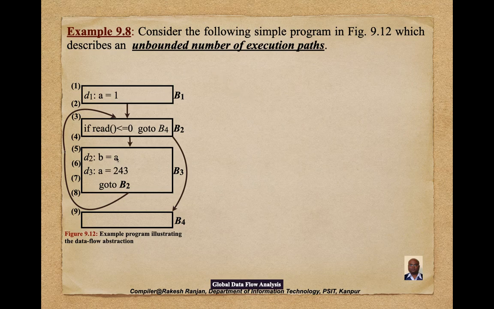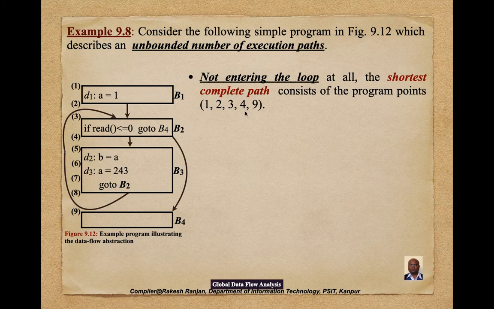So let us see this example. Consider the following simple program, represented here in Figure 9.12, which describes an unbounded number of executions. Here you can see that there are point 1 and point 2 in block B1. In block B2 we have points 3 and 4, in block B3 we have points 5, 6, 7, 8, and in B4 we have point 9.